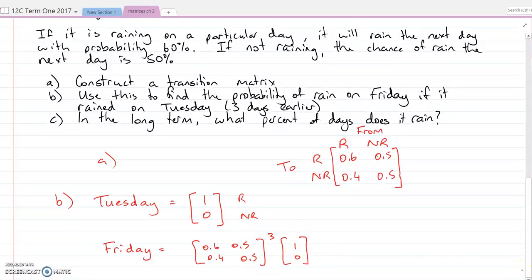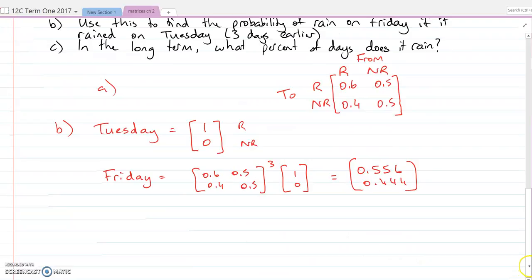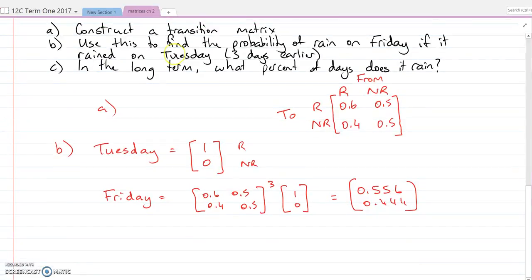And let me pause and do that one in the calculator. Well, I was too lazy to do it in the calculator. I just copied it out of the book. 0.556, 0.444. So that's what we get on Friday. So has that answered our question? Well, not exactly, because it says find the probability of rain on Friday. So the probability of rain Friday, of course, is the first number there, 0.556. Okay.